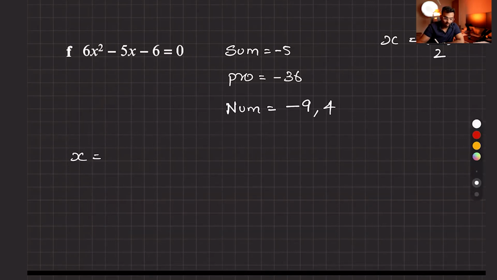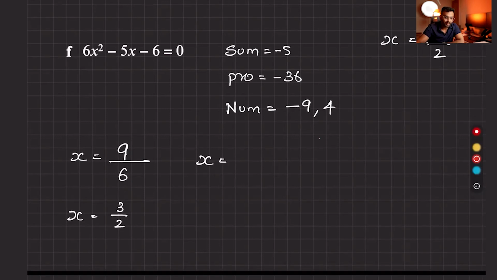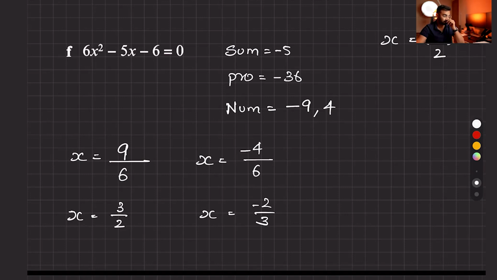Now what do we do? x is equal to, take that number, change the sign, 9, and divide by the number in front of x squared, which is 6. So x is equal to 3 by 2 simplified. And x is equal to, you take this number, change the sign, that would become negative 4, divide by the number in front of x squared, which is 6. And that is minus 2 by 3. Done. Those are your solutions. Is that clear, guys? This would be about 3 to 4 marks secured.